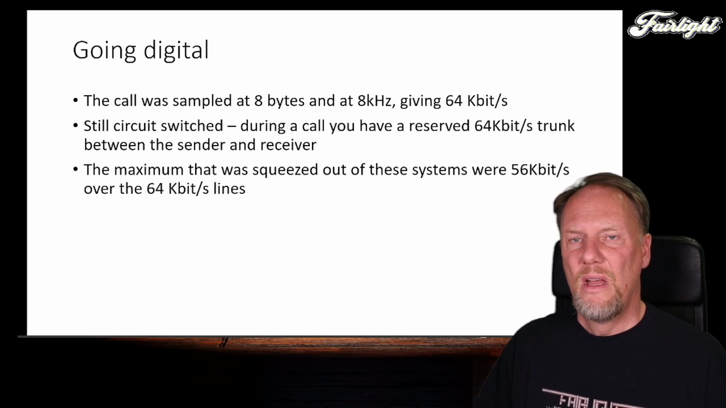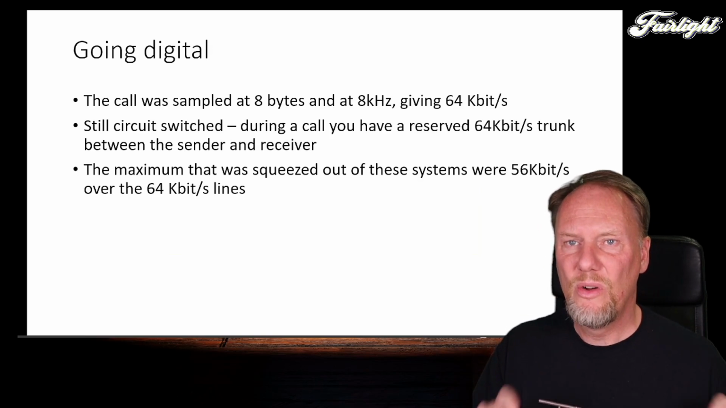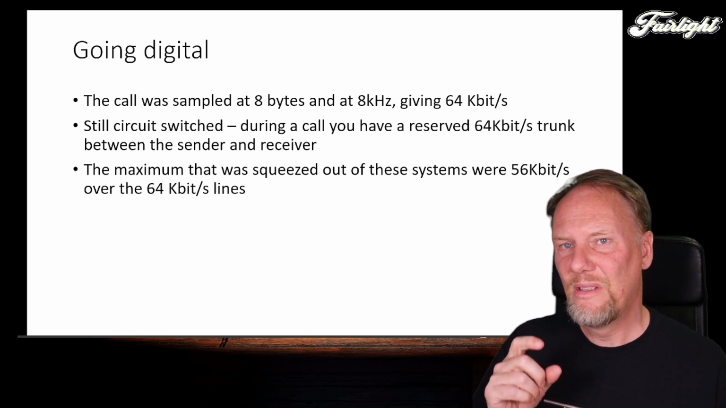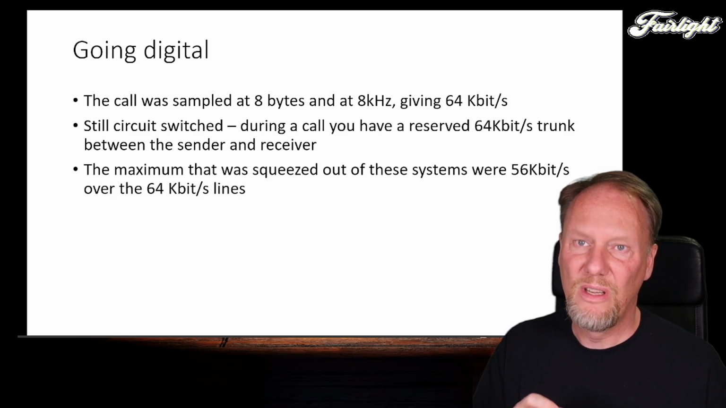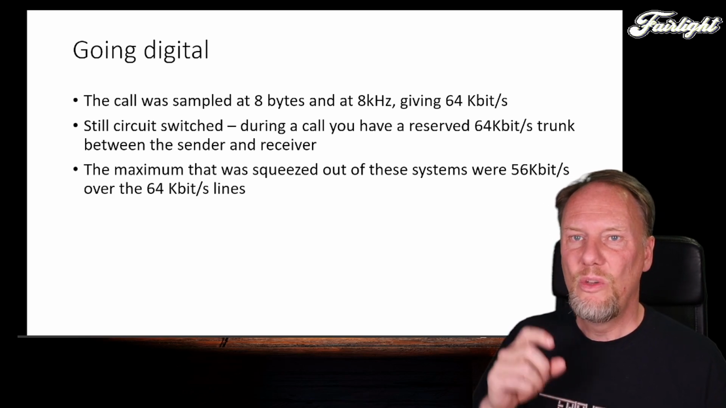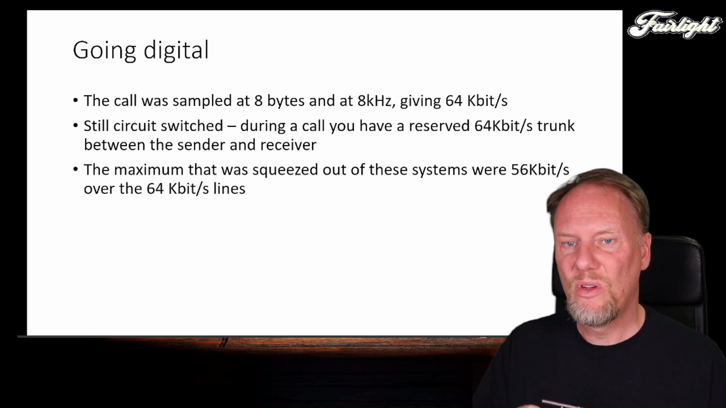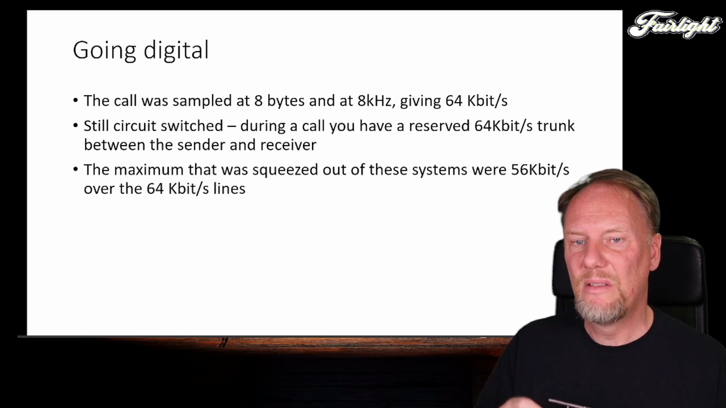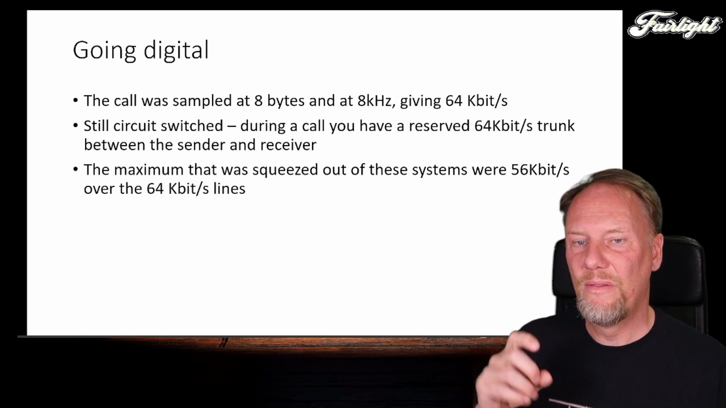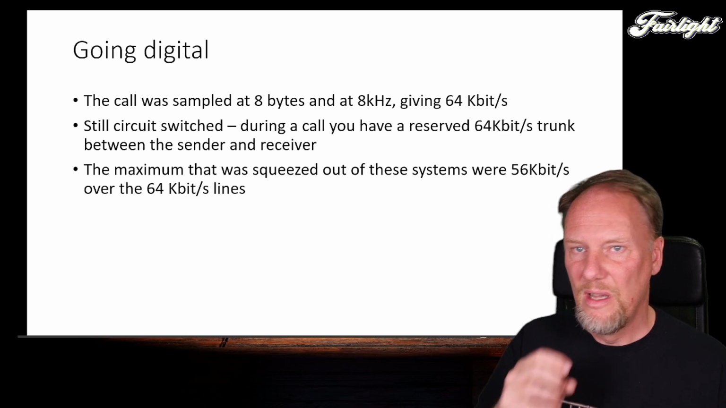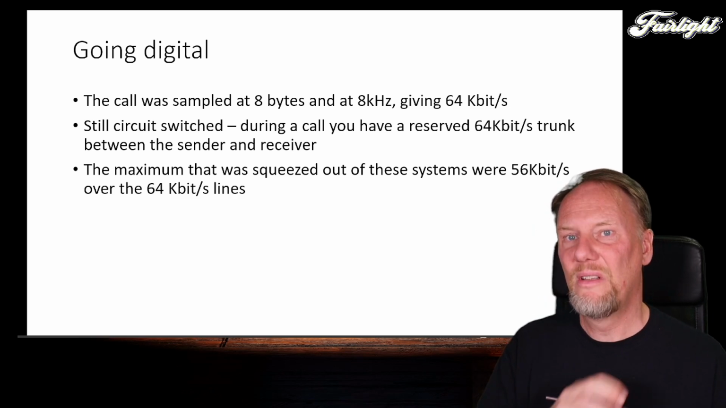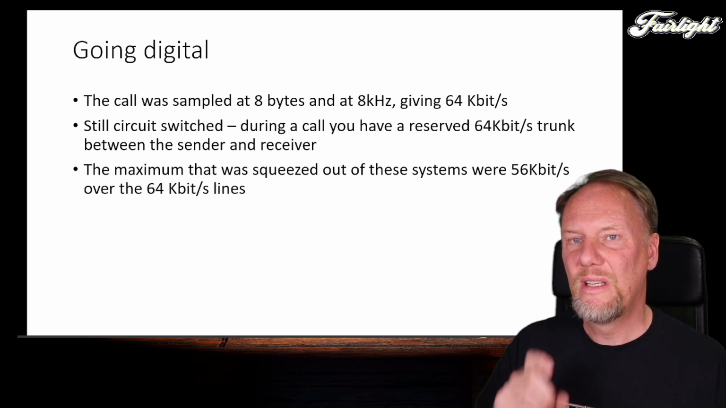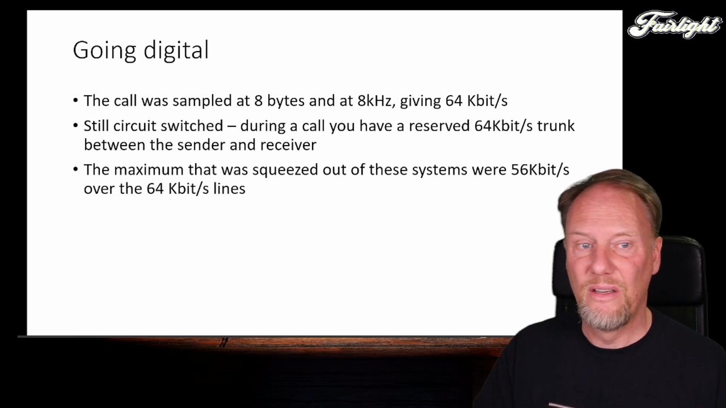So you still have the copper going to the end customer, but at the interface between the telephone network and the customer connection, you are sampling the voice call, 8 bits at 8 kilohertz. And that means that you get a data flow of 64 kilobits per second. So the entire digital telephony system back in the days was built on 64 kilobits per second lines.